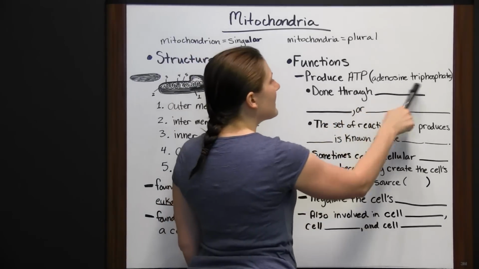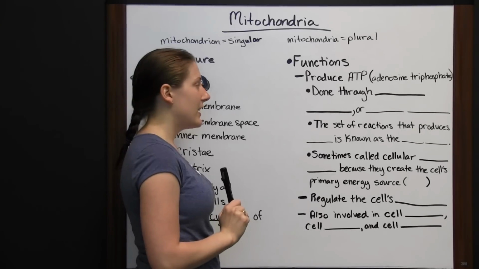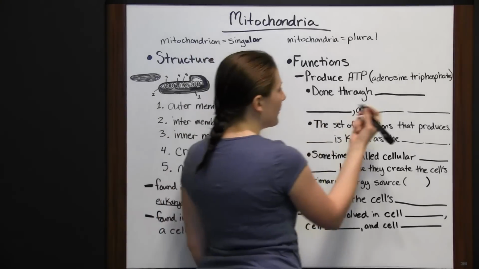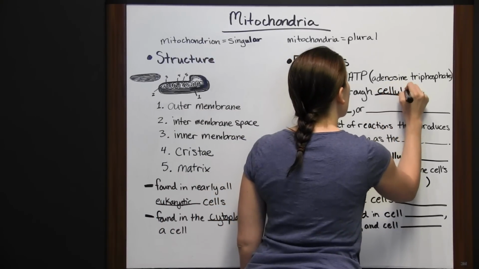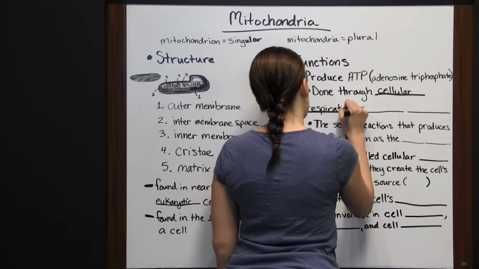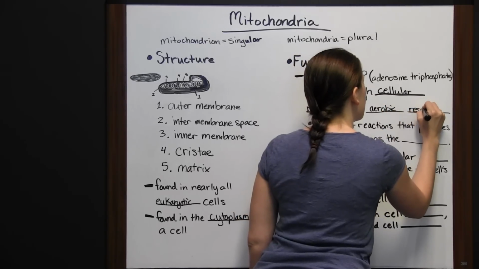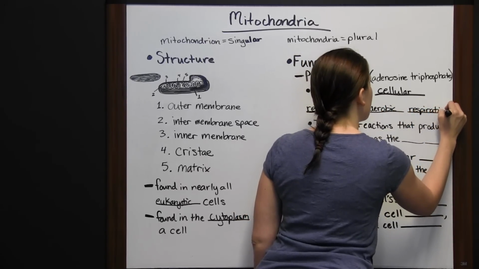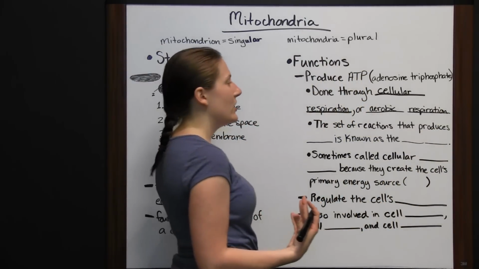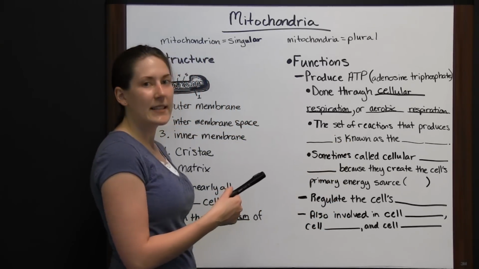But a lot of times this is not going to get all typed out. You're just going to see ATP because it's a very common abbreviation in biology. Now, ATP is produced through cellular respiration, which is also known as aerobic respiration. And that's because it involves oxygen. It's basically the cell's breathing cycle where it gets to take in oxygen and use it. So aerobic respiration or cellular respiration are basically the same thing.